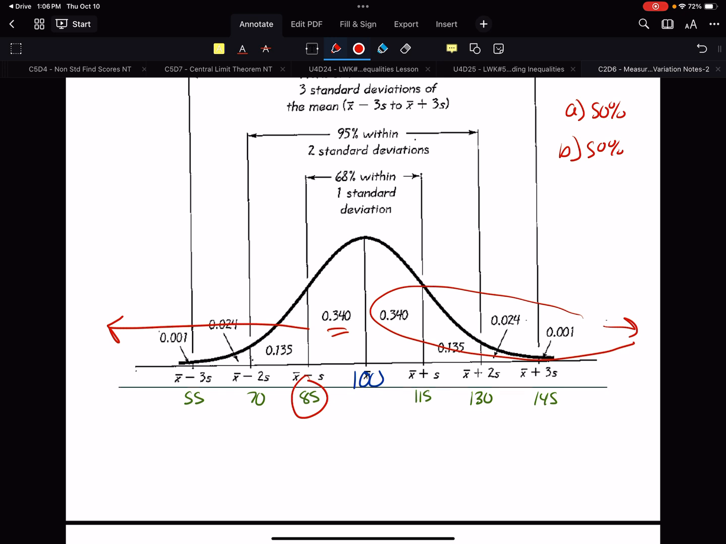So the 50% and the 34 shows me that 84% of the graph is not being used. So that left tail would then have to be 16%. All right, so the 50% to the right's not being used. The 34% to the left of the mean's not being used. So that leaves us with 16% being everything to the left of 85.